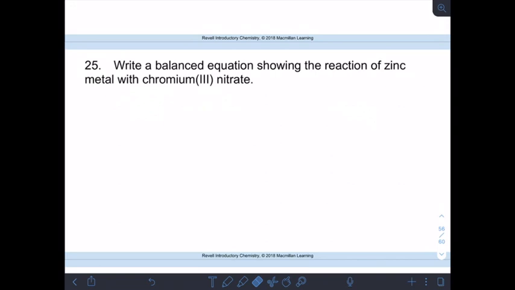So let's write a balanced equation showing the reaction of zinc metal with chromium 3 nitrate. So hopefully your nomenclature is up to par and you know exactly how to come up with the formula for chromium 3 nitrate. So we have zinc metal plus chromium 3 nitrate.